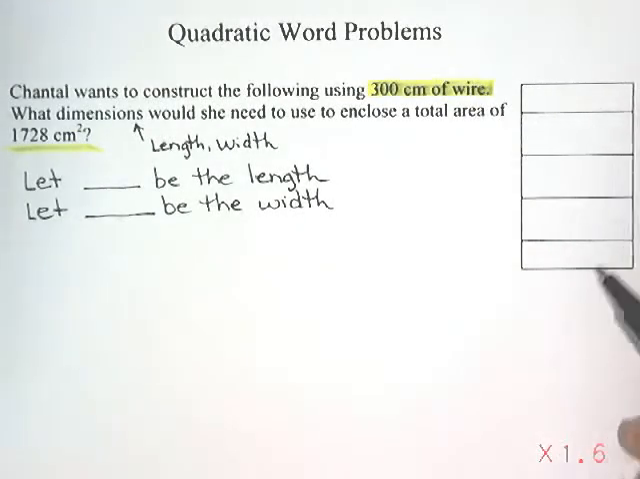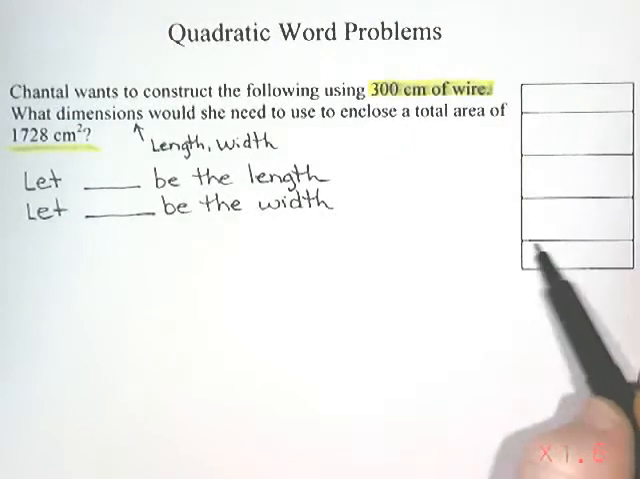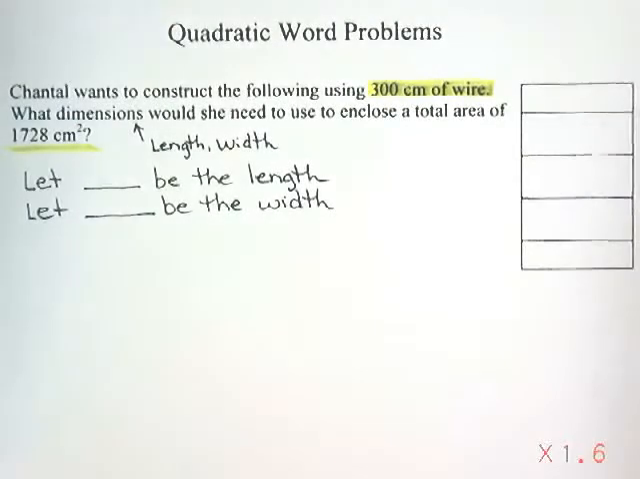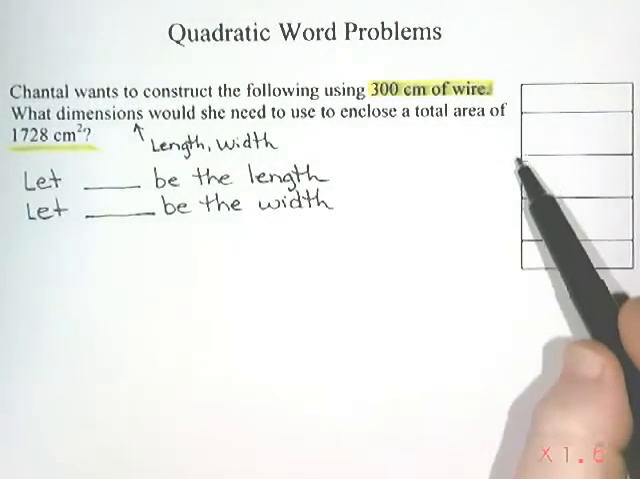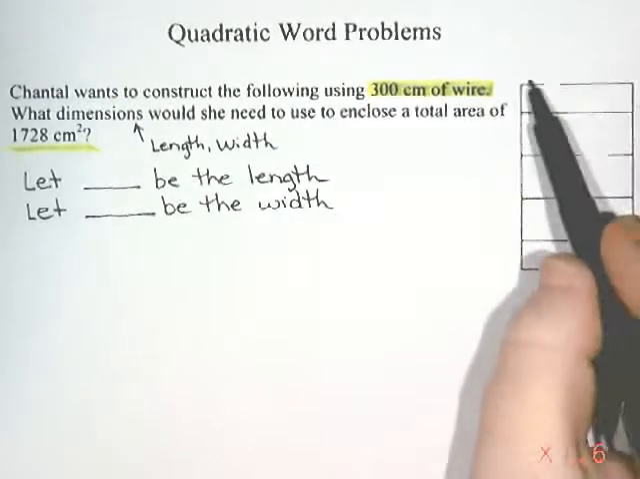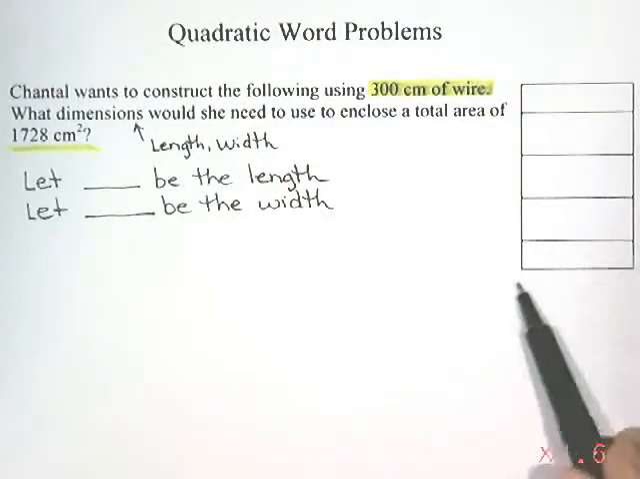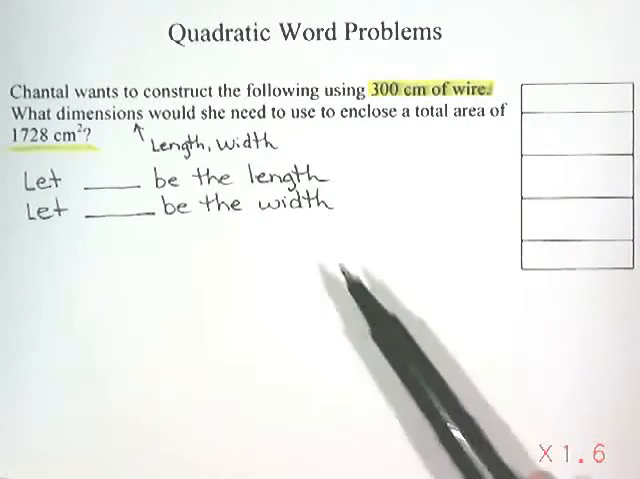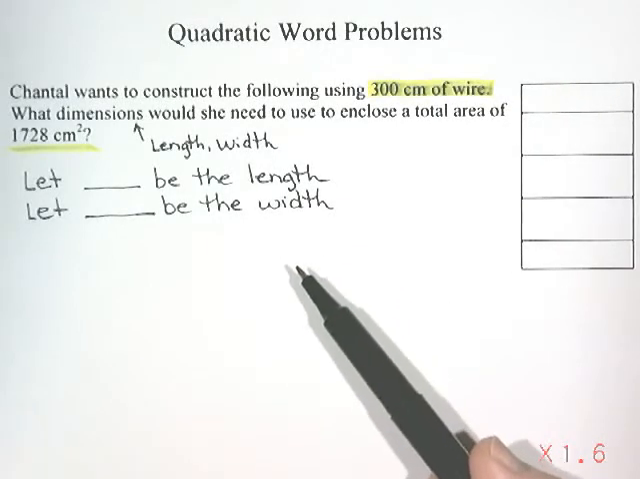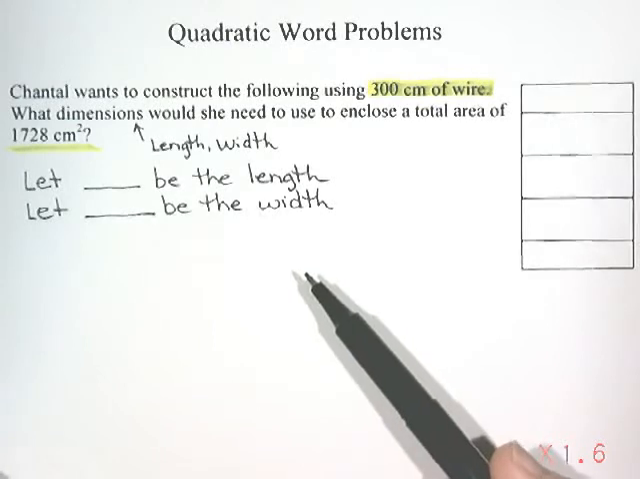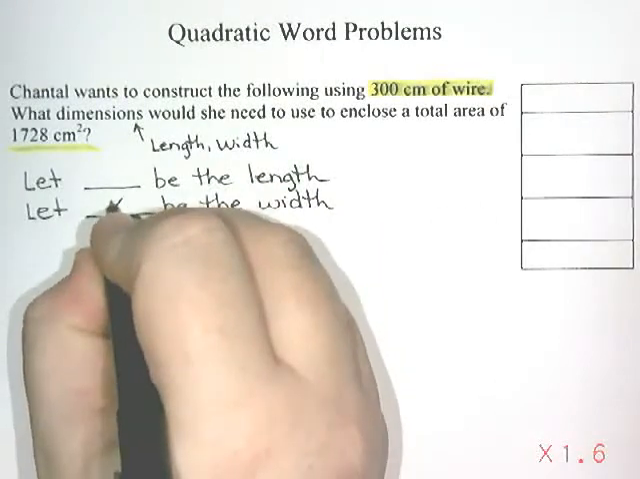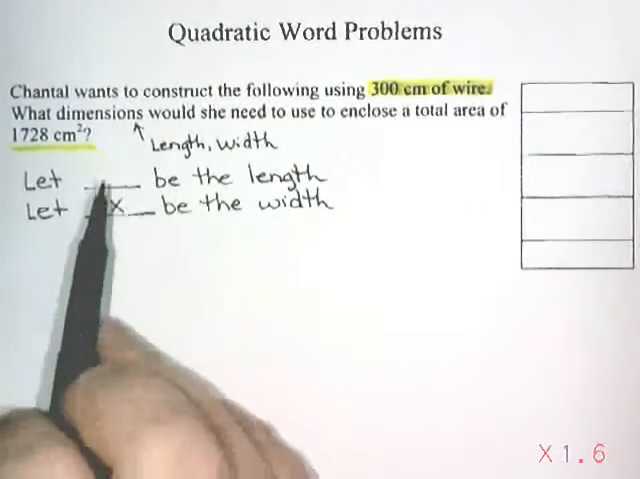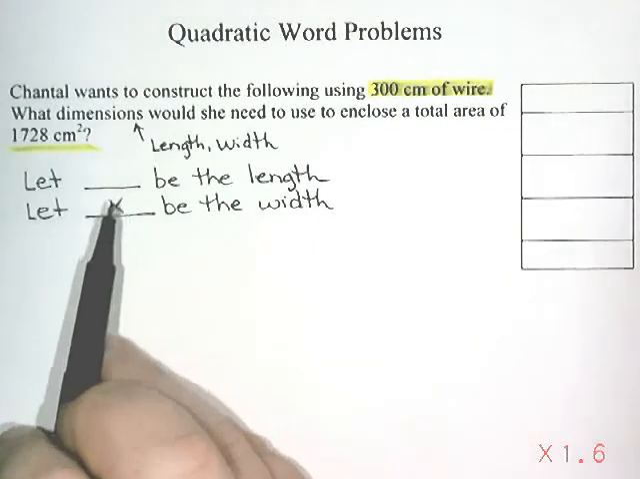So when I take a look at this enclosure, there's enough wire to go around the outside plus the 4 partitions in the middle. So if I were going to build this out of wire, I would need 2 length pieces and 1, 2, 3, 4, 5, 6 width pieces. When I'm doing my let statements, whichever one I have more of is the one that I usually let be x, just because it tends to work out a little bit better. So in this case, I am going to let x be the width, since I had more width pieces, and then I'm going to try my best to figure out an expression for the length.